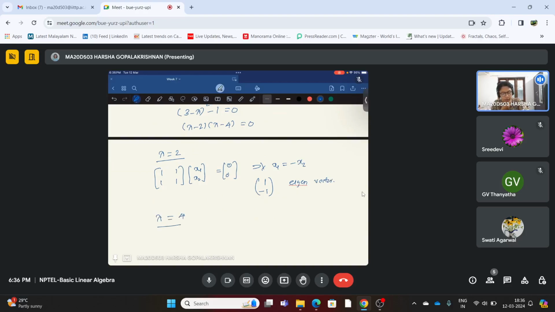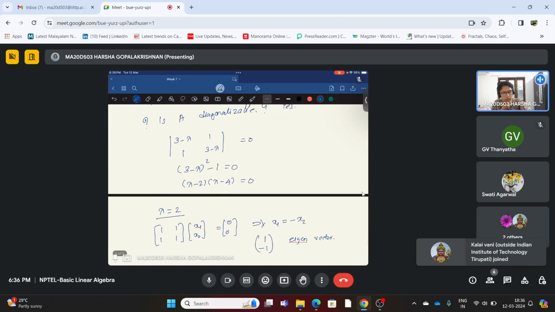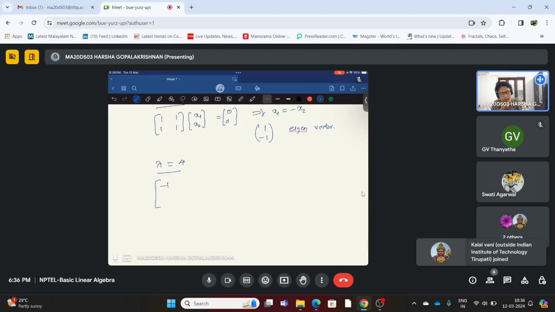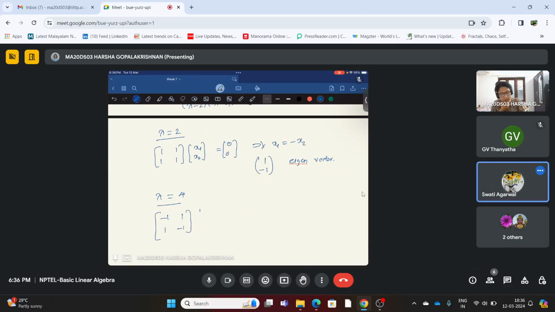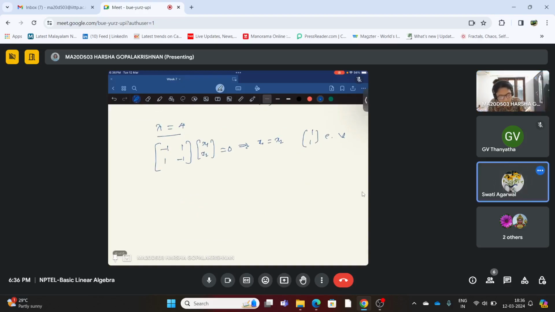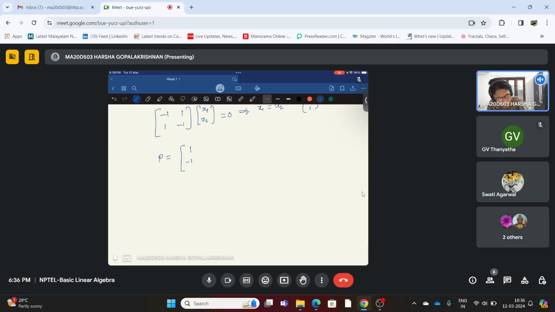Now the next is lambda equal to 4. When it is 4, what we will get? [[minus 1, 1],[1, minus 1]] times (x1, x2) equal to 0. So this implies x1 equal to x2. So (1, 1) is an eigenvector. So we can take P as [[1,1],[minus 1,1]], with columns (1, minus 1) and (1, 1). This is P, and you can find what P inverse is.